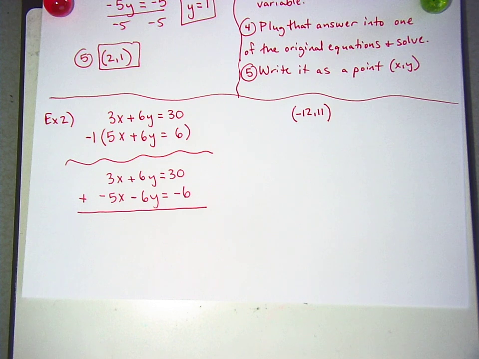So do you see how the 6y and the negative 6y are going to end up? Because adding the 3 plus negative 5 and 30 plus a negative 6. Welcome to use a calculator if you want to.